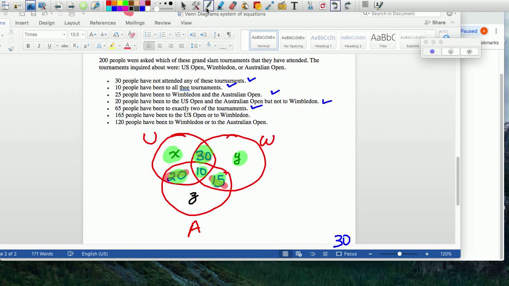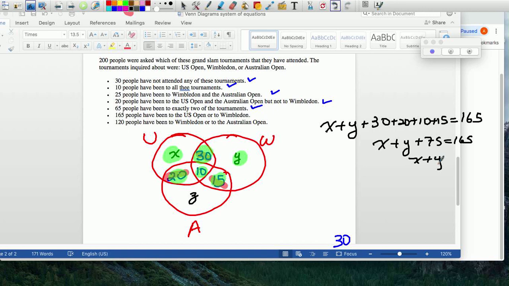So I can make an equation out of that. So I can write x plus y, and let me put all the constants together, plus 30, plus 20, plus 10, plus 15, and that all has to equal 165. So let's just make that a little bit less confusing. So x plus y plus 30 plus 20 is 50, 60, 75 equals 165. So x plus y is going to be 165 minus 75, right? 165 minus 75. That's going to give us 90. Okay, that's one equation that we have.